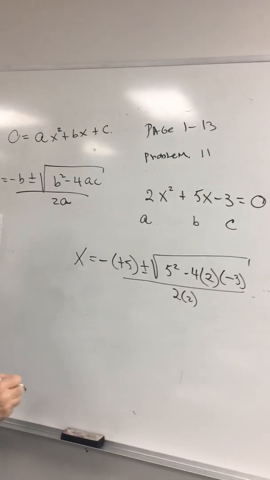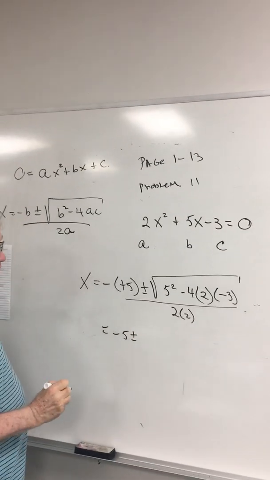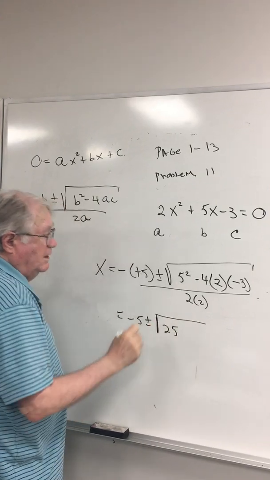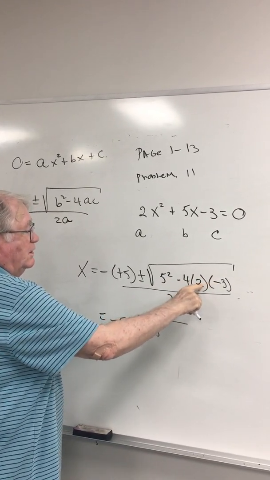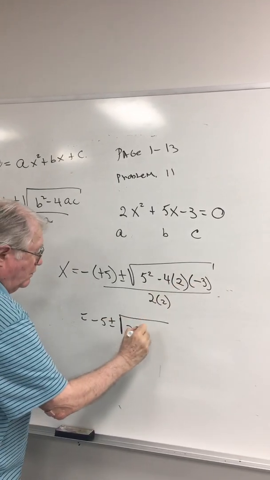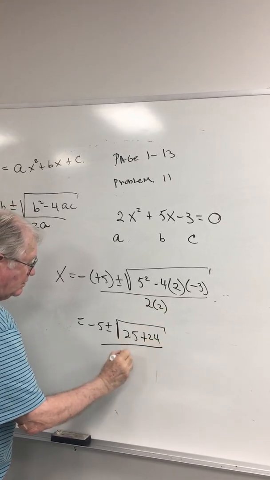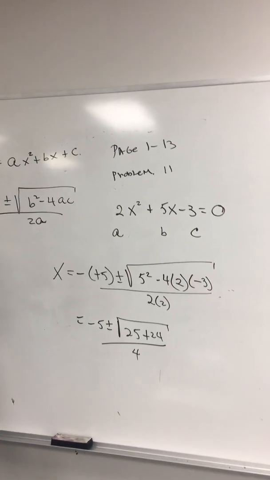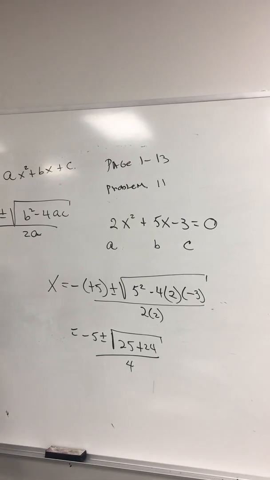Now, minus plus 5, that would be minus 5. 5 squared is 25. 4 times 3 is 12, times 2 is 24, minus times the minus is plus, so that's plus 24. And 2 times 2 down here, that's equal to 4. Now you get out your calculator, 25 plus 24 is 49. You take the square root of 49, that comes out to be 7.